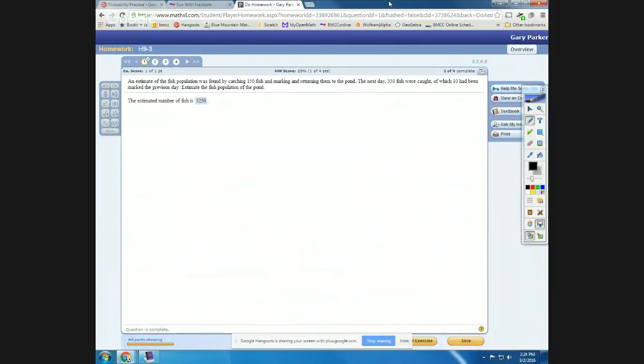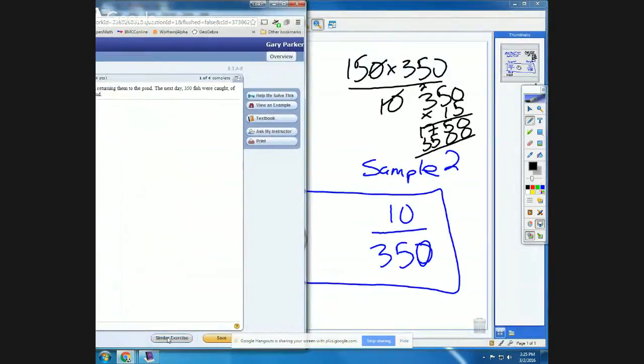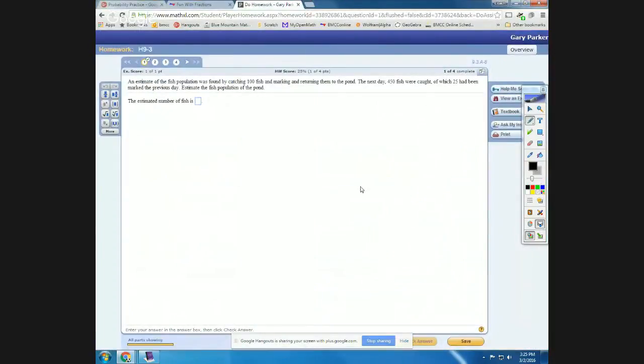Let's do another one of these just for fun. Similar exercise. All right, so here, let's see, they first found and marked 100 fish and put them back. The next day, they grabbed 450, and they found 25 of them were marked from the previous day. So see if you can come up with the answer for this one. What was the second numbers? 100 were marked the first day. The second day, they grabbed 450, and 25 of them were marked.